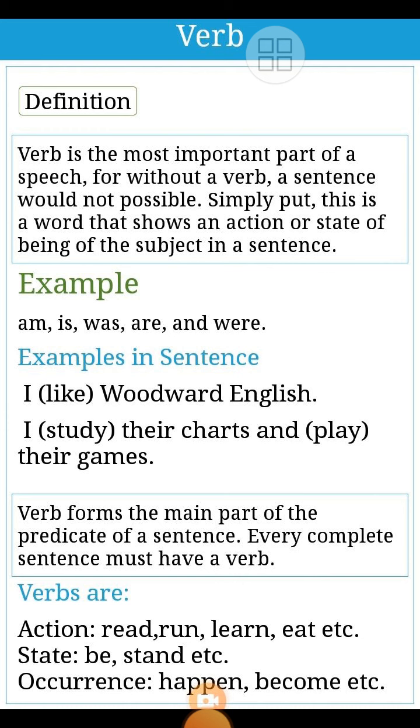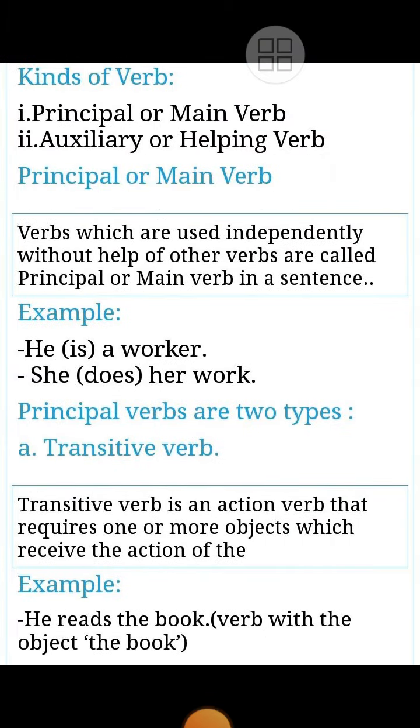Verbs are actions: read, run, learn, eat, etc. State: be, stand, etc. Occurrence: happen, become, etc. Kinds of verb: principal or main verb, auxiliary verb or helping verb. Principal or main verb: verbs which are used independently without help of other verbs in a sentence are called principal or main verbs. Example: he is a worker, she does her work.